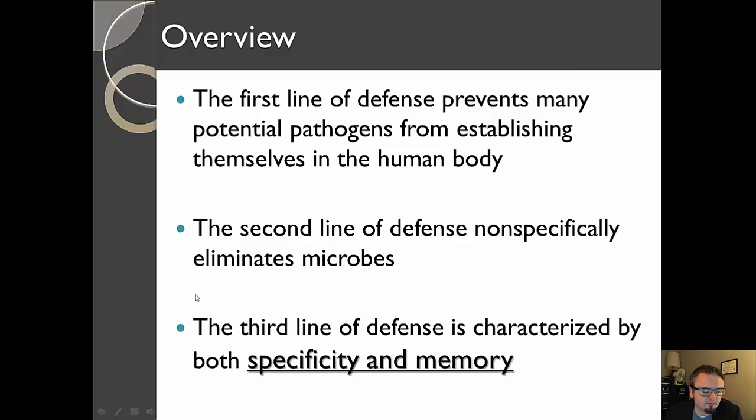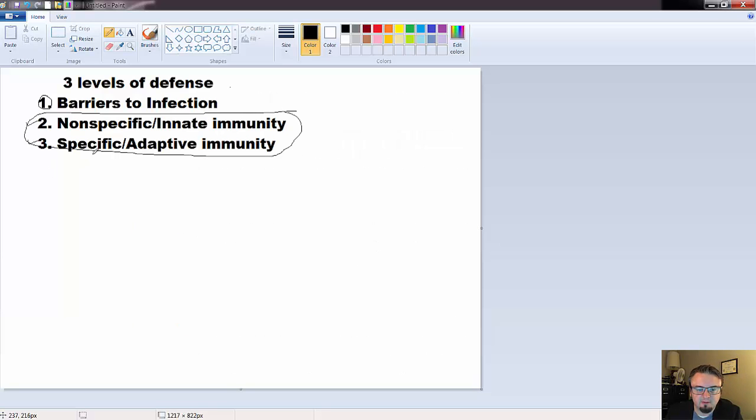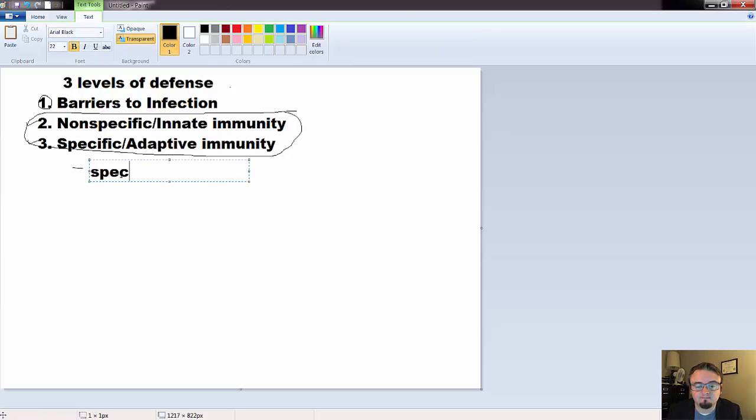Now, one of the things I want to add real quickly to this diagram is the two key aspects of the third line. This is a question I want you to know: the two key aspects of the third line are specificity and memory. When we talk about the specific context of this third line, that's obviously referencing specificity. That seems to make sense. Now the other part, the adaptive component, refers to the memory of our cells.